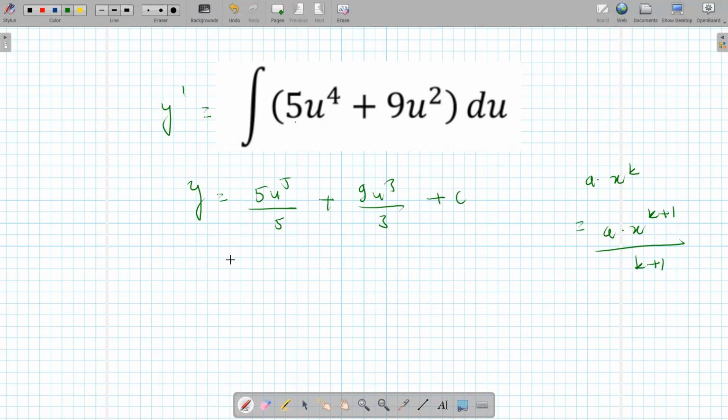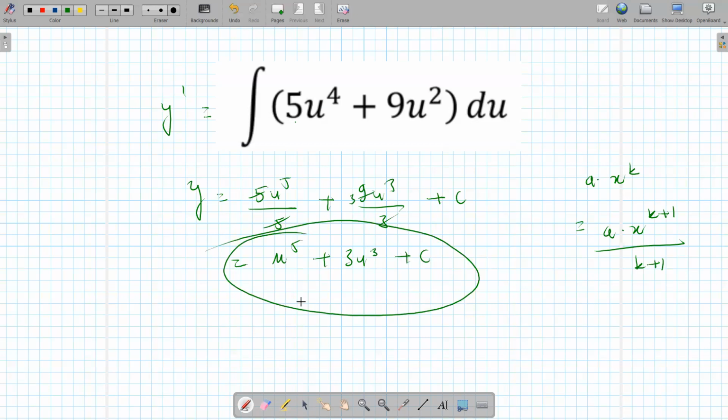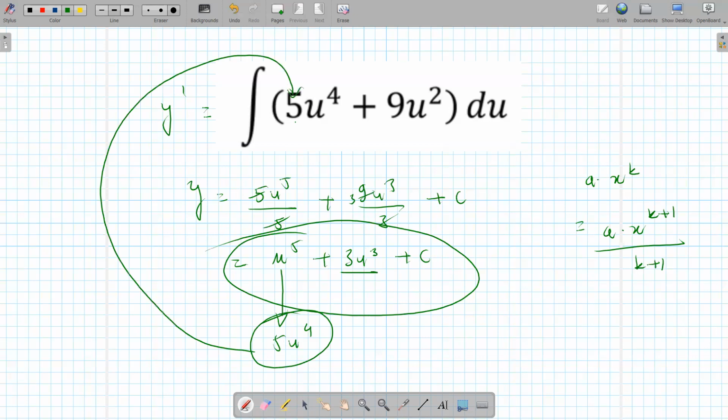Right, and then a plus c, and let's see if we can clean this up a bit. 5 and 5 cancels out. You get u5. 3 goes into 9 3 times, plus 3u cubed, plus c, and you're done. And you can quickly check as well, right? The derivative of u5, well, the 5 comes down and you take away 1, you get 5u4, which is what we have here. What's the derivative of 3u cubed? 9u to the power of 2. Right, exactly. So you see, you can check really quickly, yeah?